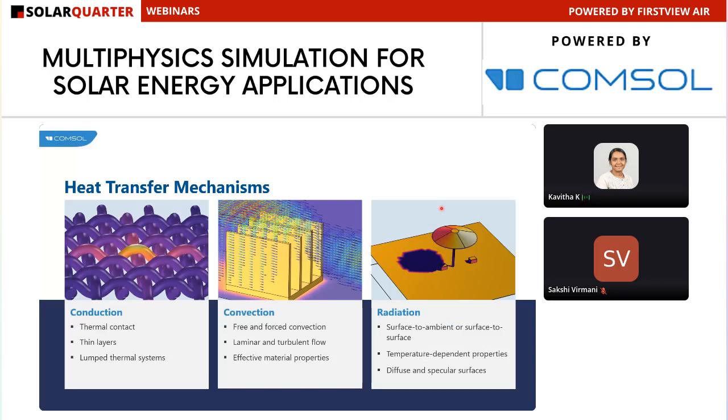As we are concentrating solar energy, addressing the heat transfer mechanism also becomes important. Here, radiation is predominant, where you need to consider surface-to-ambient or surface-to-surface radiation. In addition to radiation, you can also model conduction and convection types of heat transfer with COMSOL Multiphysics, and it can also be further coupled with flow simulations such as laminar and turbulent flow.